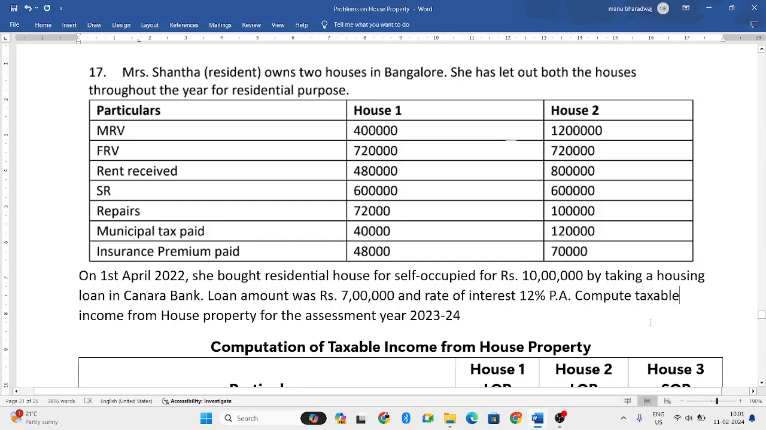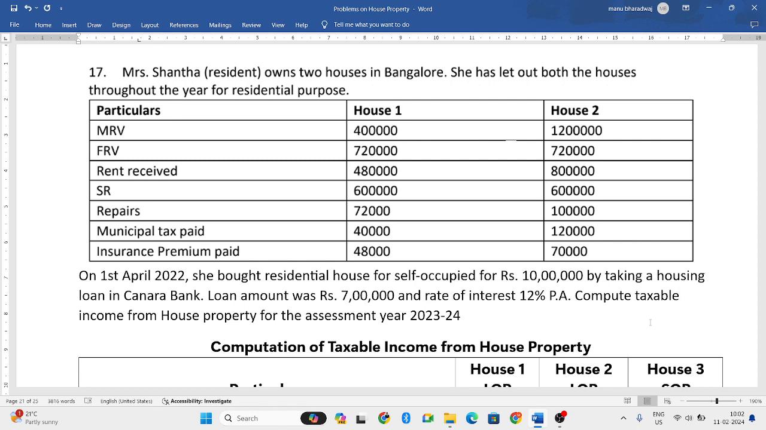In this particular video, we'll solve one more problem related to income from house property. Ms. Shanta, a resident, owns two houses in Bangalore. She has let out both the houses throughout the year for residential purposes. So both the houses are let out property (LOP), house 1 and house 2.